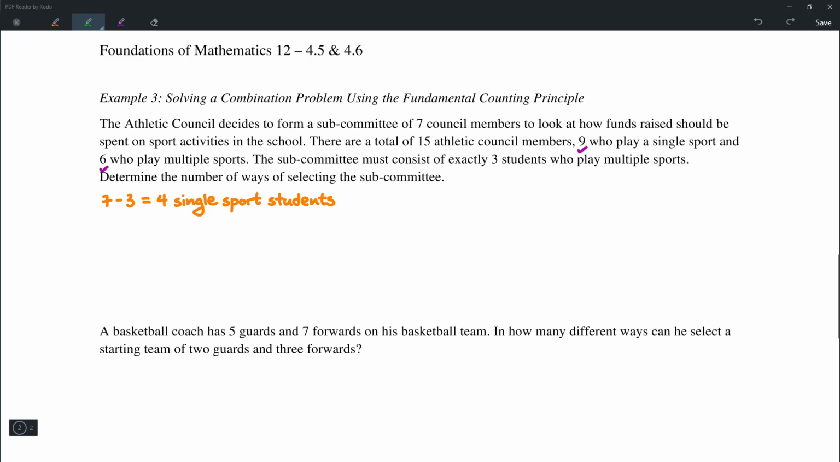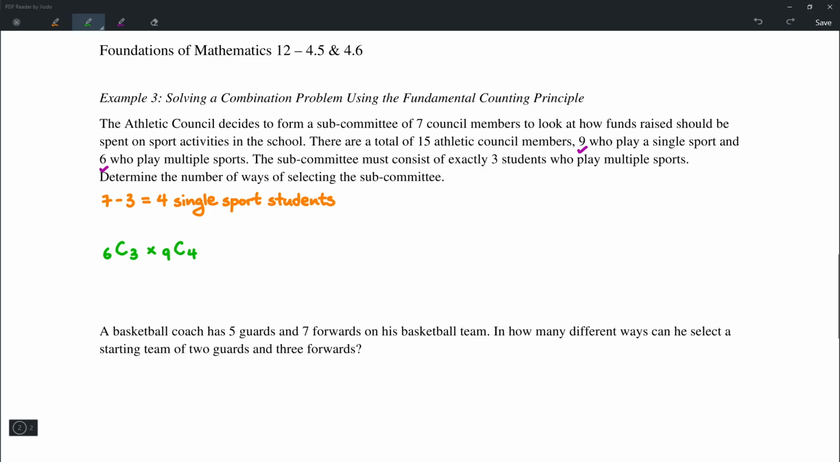We have 6 students who play multiple sports. We're going to choose 3 of them. And then there are 9 students who play a single sport, and we need to choose 4 of them. Now, by the fundamental counting principle, if there are A ways of doing something and then B ways of doing a second thing, there are A times B ways of doing both of those things. And here we are looking at selecting 3 multiple sports students out of the 6, and then 4 single sports students out of the 9. So we're going to multiply them together afterwards.